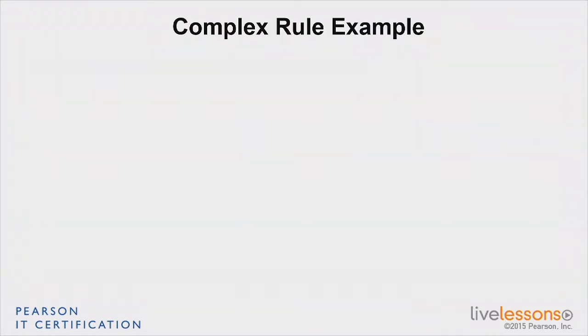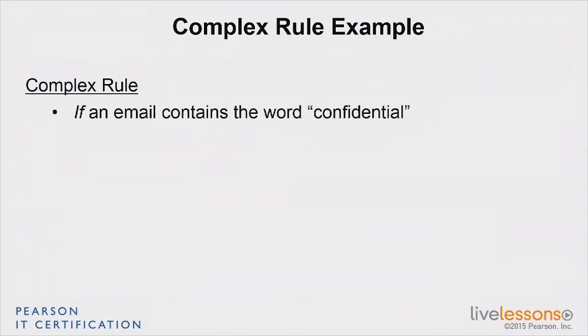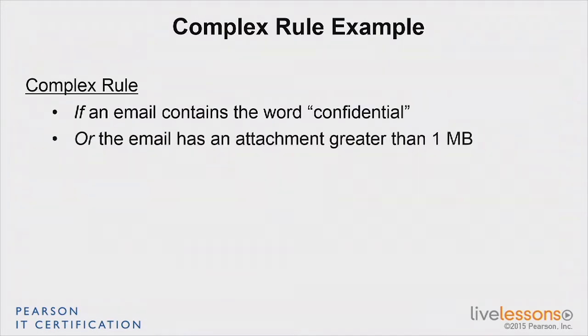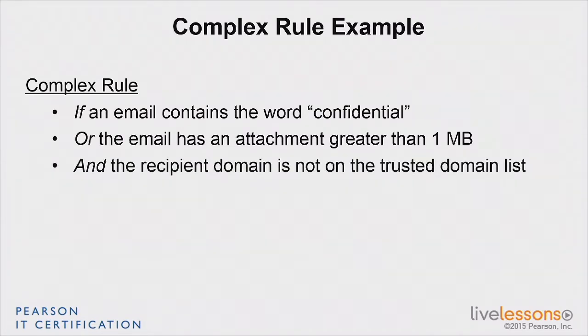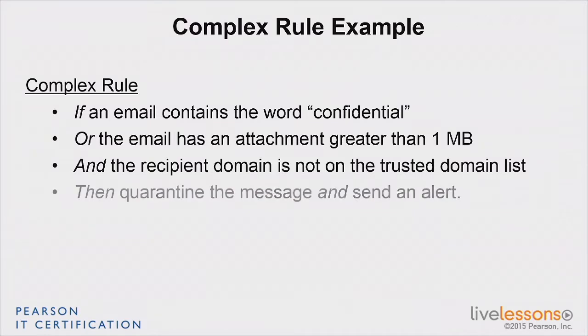We can have one that's a little bit more complex. Again, this is still on the simple side of complex, this example. But a complex rule could have a lot of Booleans. It could have ands and ors. We can also have if and thens. So if an email contains the word confidential, or the email has an attachment greater than a meg, and the recipient domain is not on the trusted domain list, then quarantine the message and send an alert. So we have a number of different factors that come into play, and as these conditions are met, certain rules are enforced.